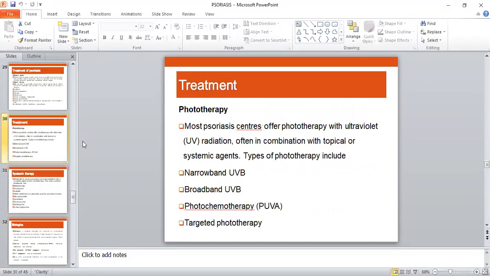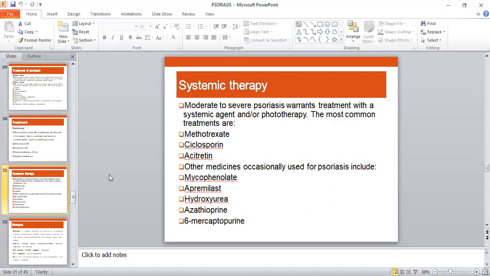So systemic therapy: moderate to severe psoriasis warrants the treatment. Methotrexate, cyclosporine, acitretin. Other medicines occasionally used for psoriasis include mycophenolate, apremilast, hydroxyurea, azathioprine, 6-mercaptopurine. These are all the agents we can use after checking the patient's internal condition. If the liver is involved, if there is high blood pressure, if the patient is hyperlipidemic, then we can't go for retinoids. So we have to look after many things, and then we give them these drugs.